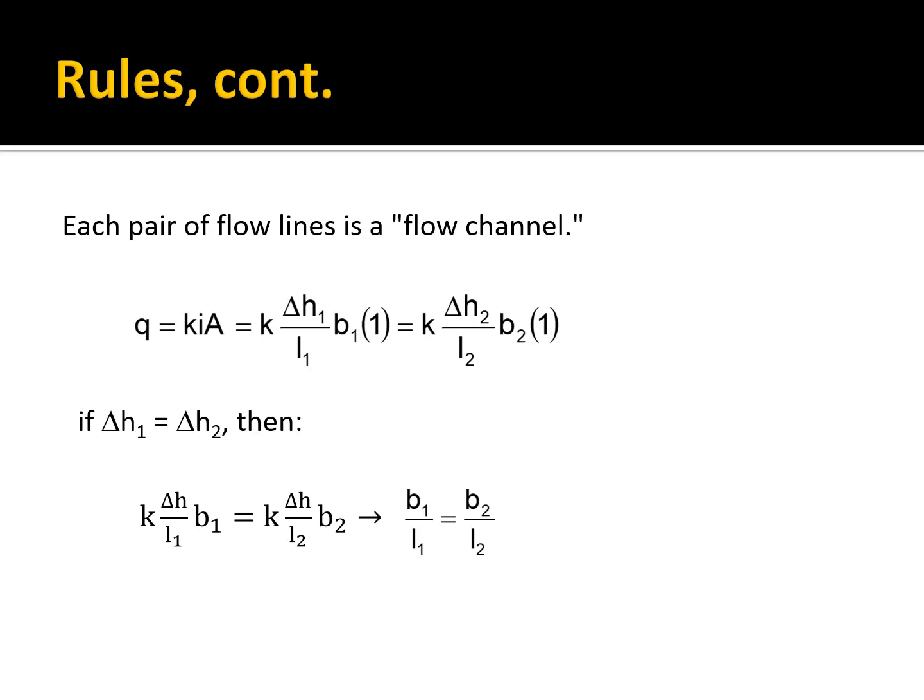And then if the drop in head is the same over those 2, so delta H1 equals delta H2, then if we just plug delta H into that and divide by K, divide by delta H, then we get B1 over L1 equals B2 over L2. So this is a mathematical proof showing that in order to satisfy Darcy's law and the assumptions we've made, those B over L ratios have to be equal.